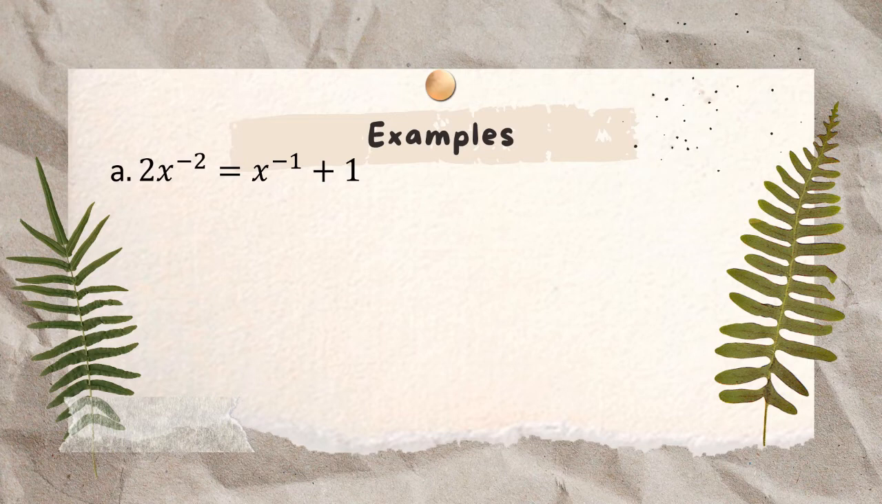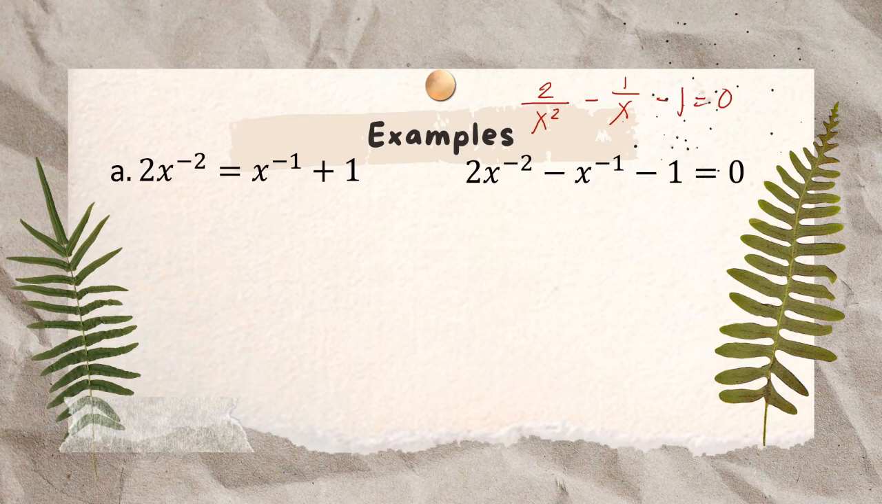We have the equation 2x raised to negative 2 is equal to x raised to negative 1 plus 1. We can write it as 2x raised to negative 2 minus x raised to negative 1 minus 1 is equal to 0. Or we can write it in fraction form as 2 over x squared, since to make this exponent positive, we're going to write it in the denominator part, minus 1 over x, since negative 1 is its exponent. So, when it is moved to the denominator, it becomes positive. Minus 1 is equal to 0.